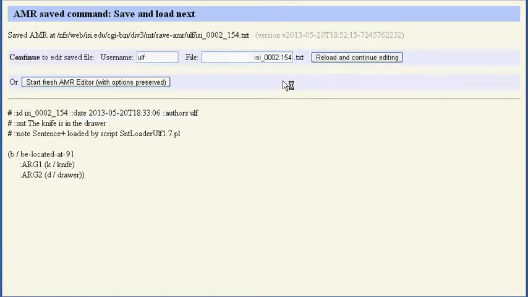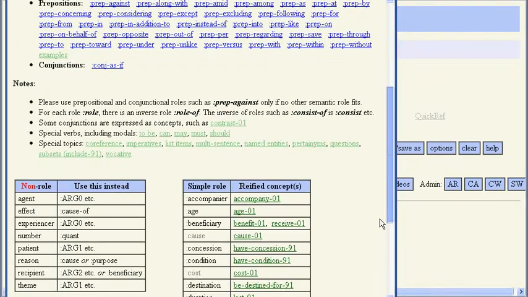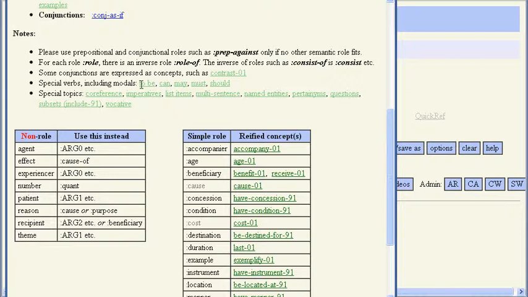Thank you very much for your attention. And again, there's the helper page under roles on to be here for your reference.